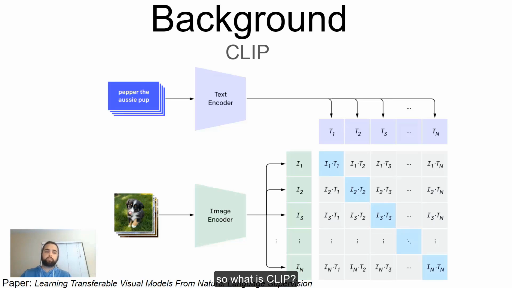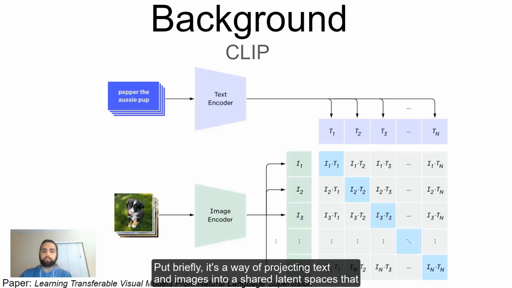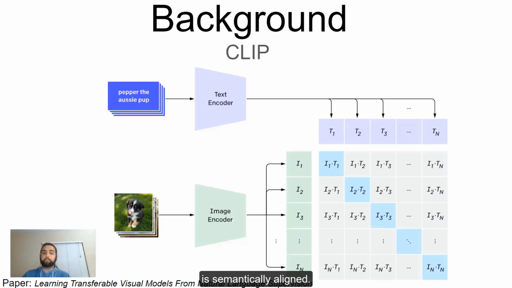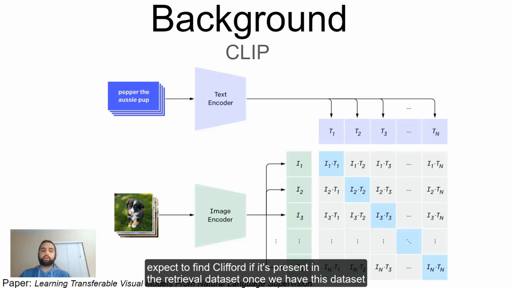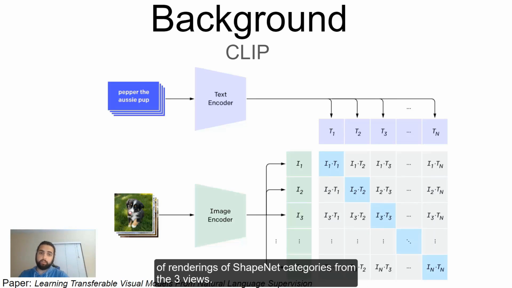Put briefly, CLIP is a way of projecting text and images into a shared latent space and semantically aligned. That is to say, if we input a picture of a dog and the text, a big red dog, one might expect to find Clifford, if it's present in the retrieval dataset. So once we have this dataset of renderings, of the ShapeNet categories from these series of views, how do we perform the lookup?